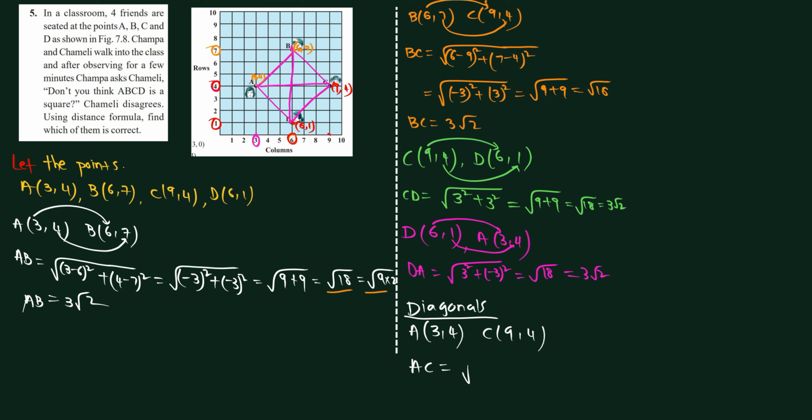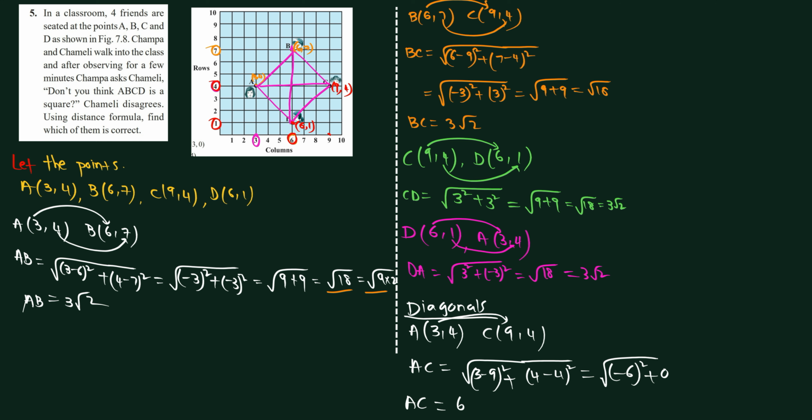AC equal to root over (3 minus 9) whole square plus (4 minus 4) whole square. 4 minus 4 is 0. 4 minus 4 whole square is 0. So that is 3 minus 9 is minus 6 square plus 0. Minus 6 square is 36. Root 36 value is 6. AC equal to 6.